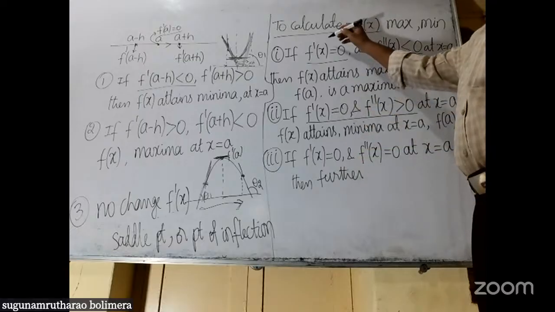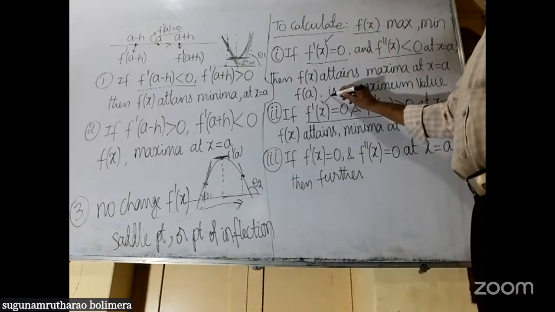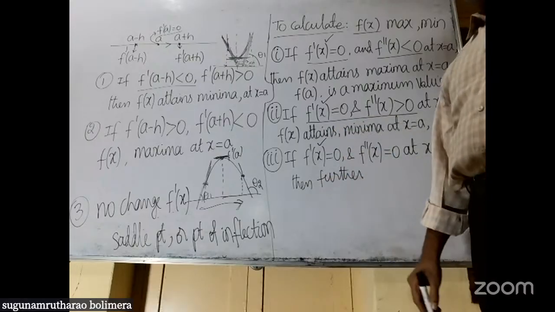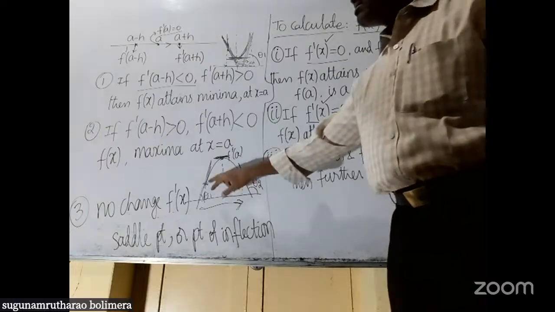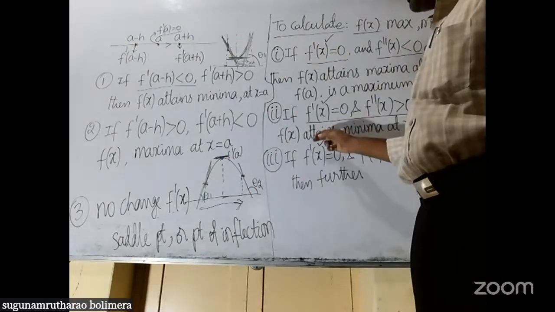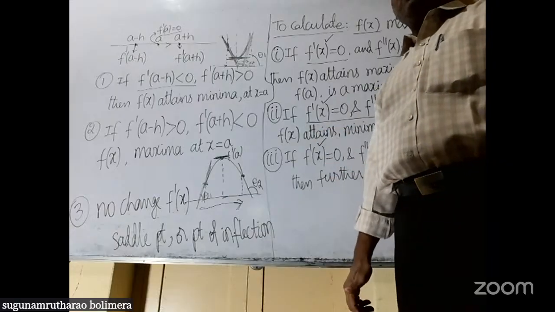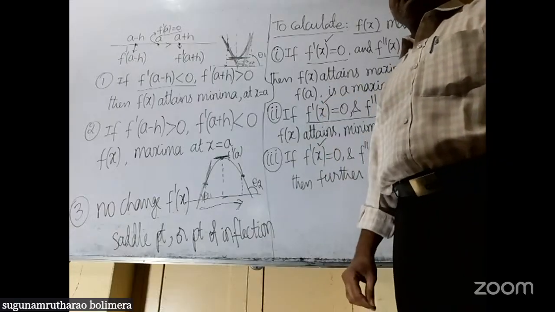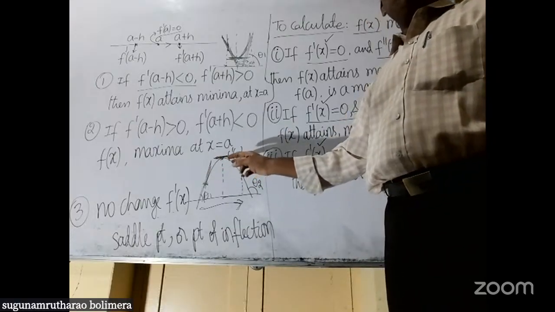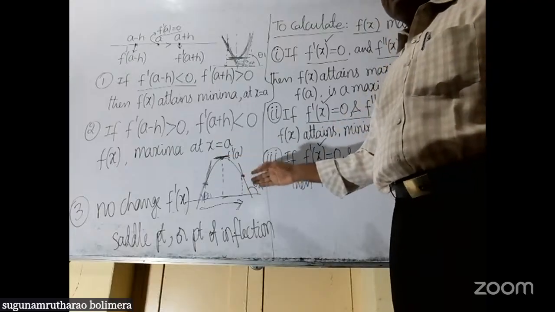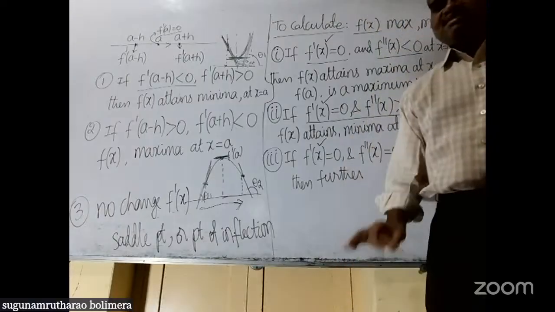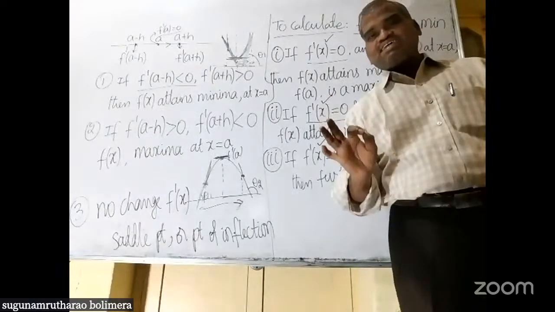Now, either for maxima or minima or neither, if f dash of x is 0, there is a turn. That's why that point is known as a turning point or stationary point. If a turn is there, that is maxima or minima. Even if the turn is not there, if only f dash of x is 0, such a point is known as a stationary point.